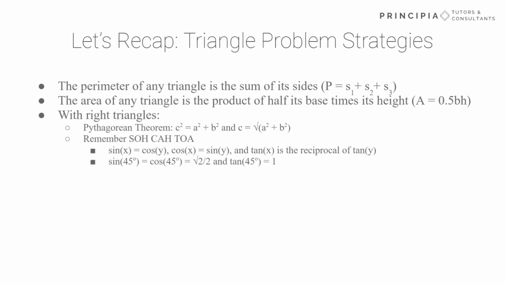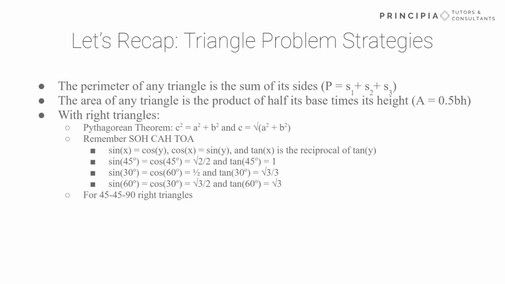Some more things to note, like we brought up earlier. Sine of 45 degrees is equal to the cosine of 45 degrees. That's square root of 2 over 2, and the tangent of 45 degrees is equal to 1. The sine of 30 degrees is equal to the cosine of 60 degrees. That's 1/2, and the tangent of 30 degrees is root 3 over 3. The sine of 60 degrees is the equivalent of the cosine of 30 degrees, which is square root of 3 over 2. The tangent of 60 degrees is just the square root of 3.